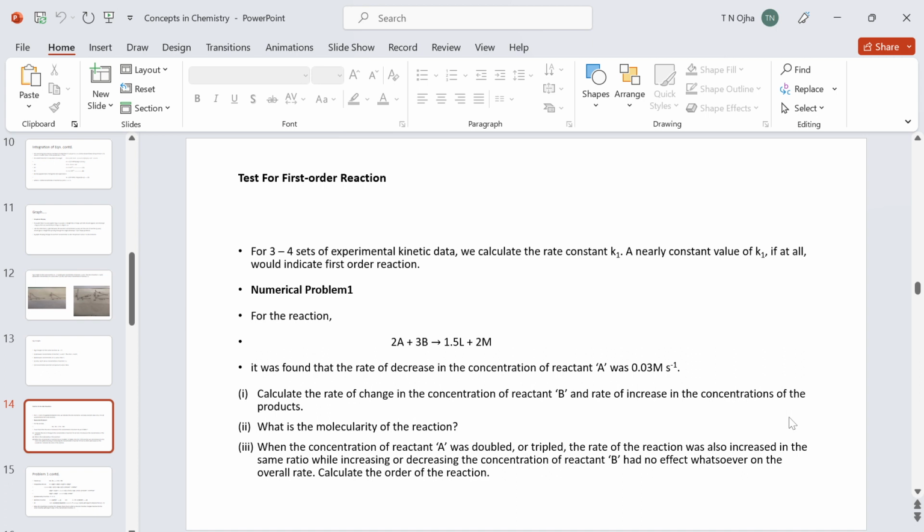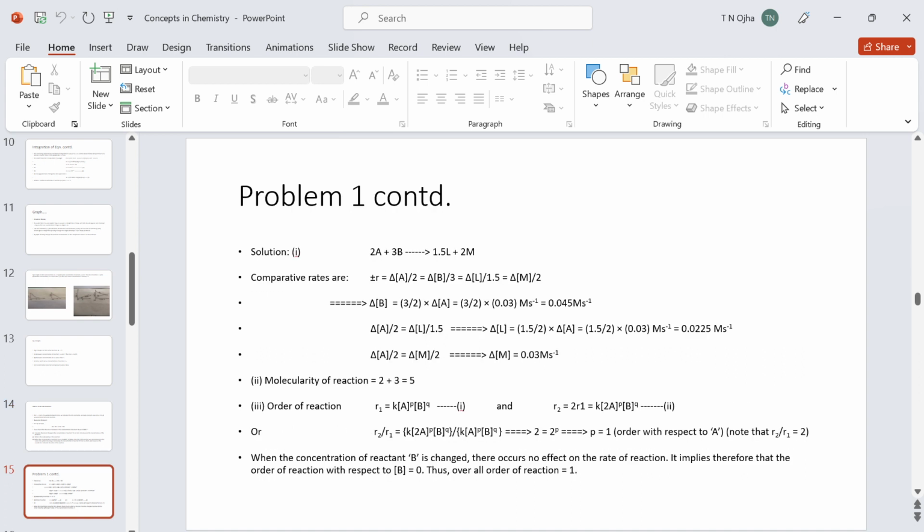Molecularity, as you can see, is 2 plus 3 equal to 5. It is not the same as the order. Now for determining the respective changes in B, L, and M, first we write the expression in this manner. Rate equal to del A over 2 equal to del B over 3 equal to del L over 1.5 equal to del M over 2.